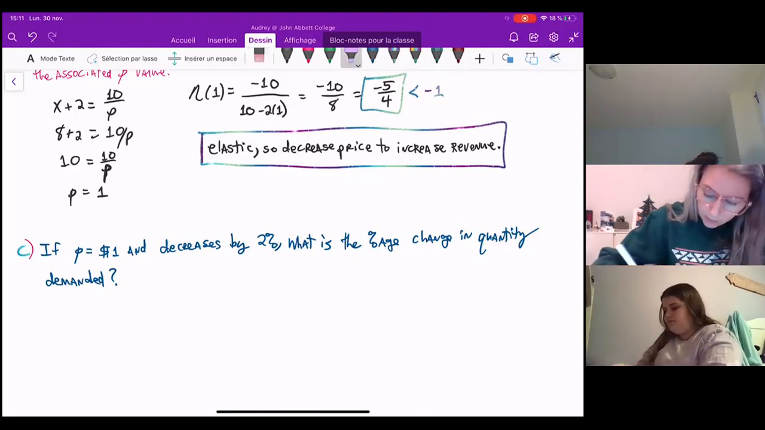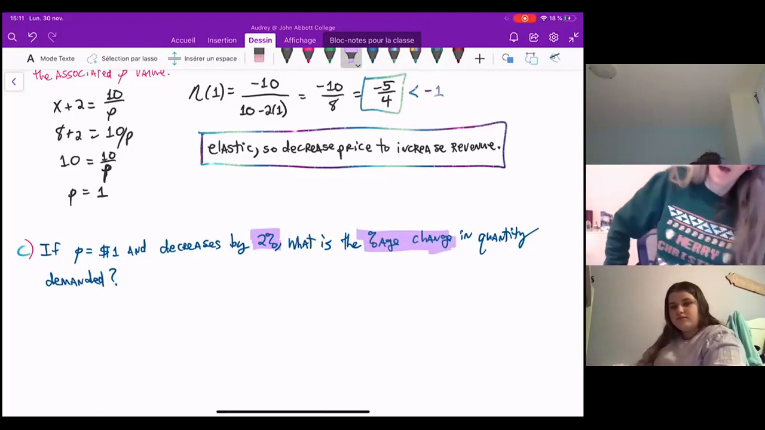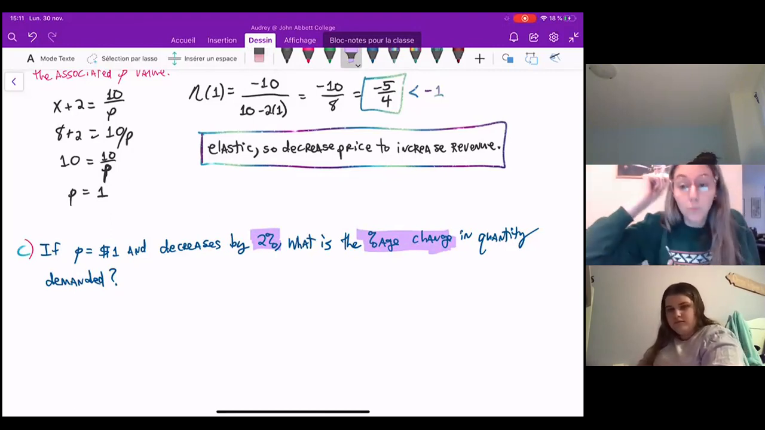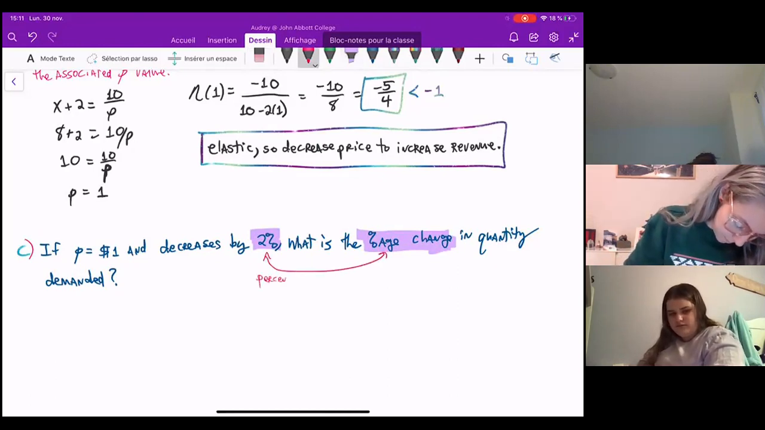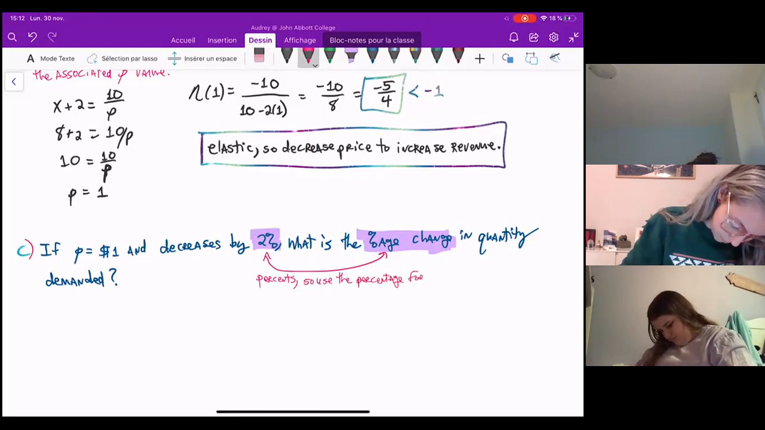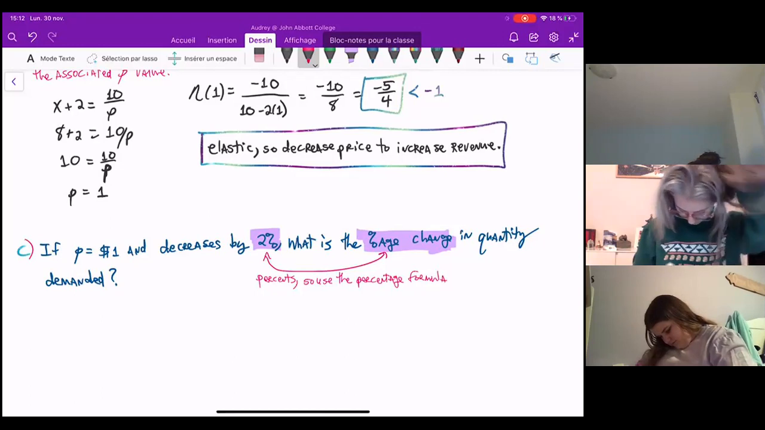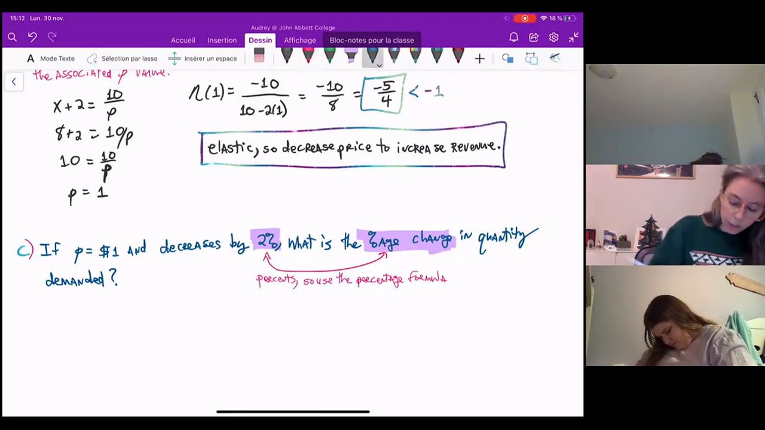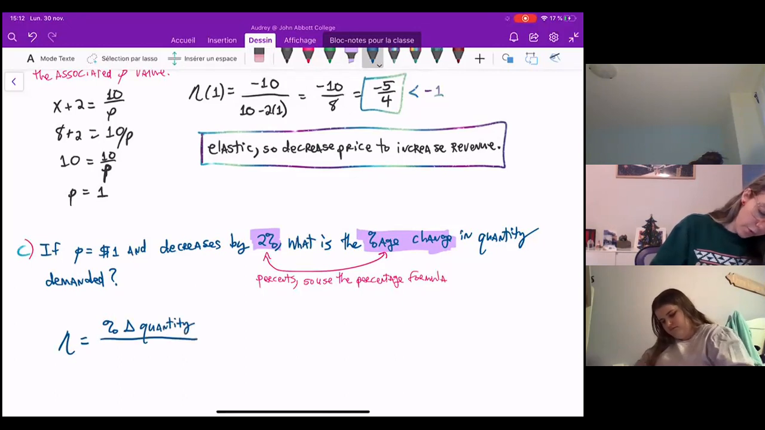Okay, so there are two main things in this problem. It says decreases by 2%. What is the percentage change in quantity? This question involves percentages, which is a clue that we should probably use the percentage formula. So our percentage formula is eta is equal to the percent change in quantity over the percent change in price.